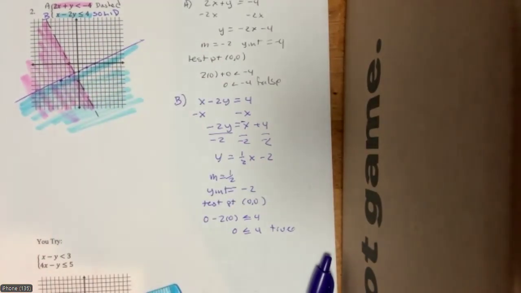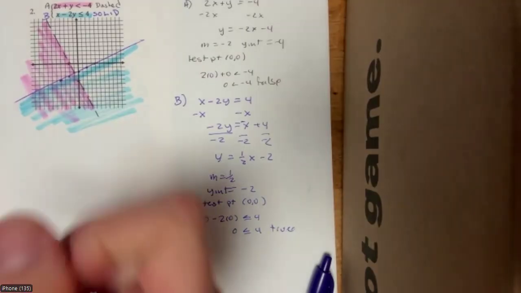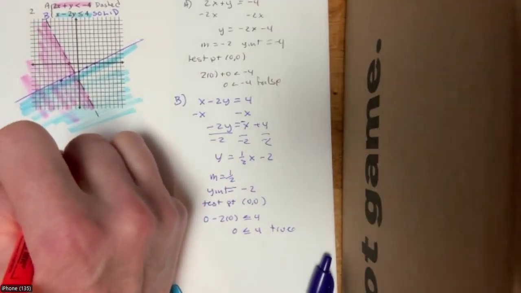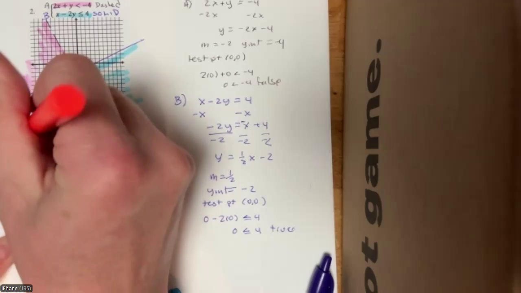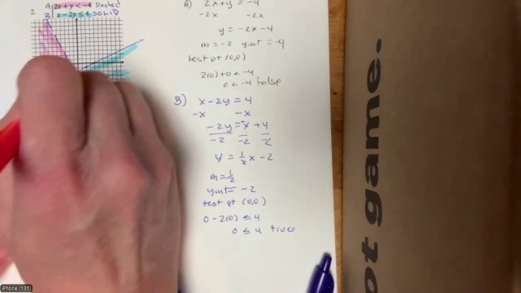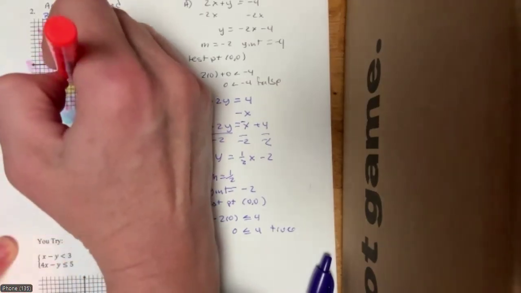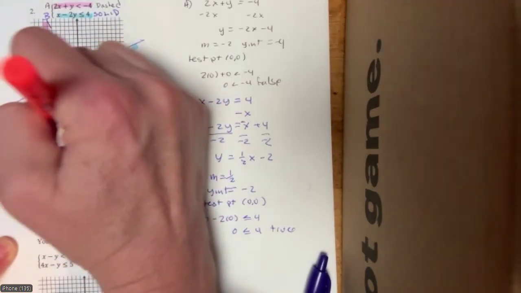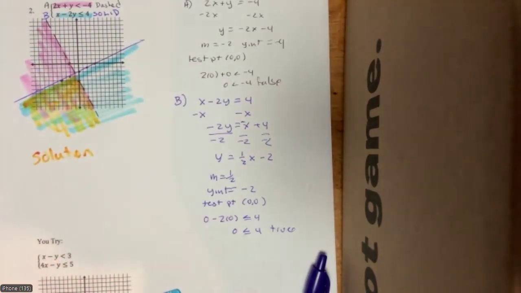All right. And then the final answer, the solution, would be the region where they overlap. So that would be where the blue and the pink overlap. So that would be over here. So that's the final solution region.